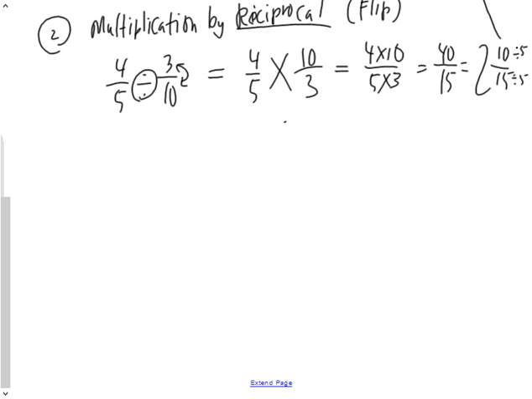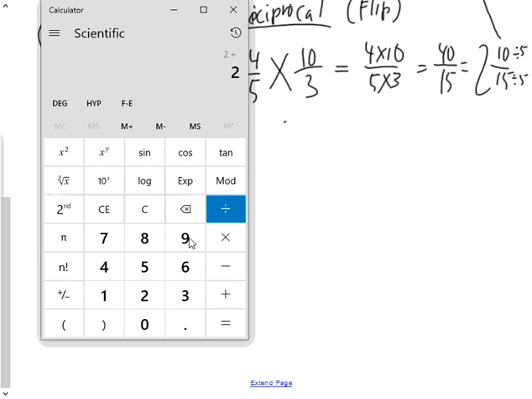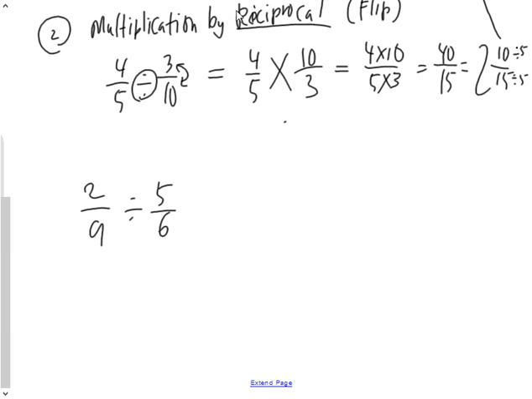So the second question on the sheet was 2/9 divided by 5/6. So the first thing, let's just estimate first. I'm going to say, well, what is 2/9 as a decimal? So I'm going to take my calculator, go, it's 2 divided by 9. It's 0.2 repeating, so it's approximately, I'm just going to make it 20 cents. It's actually 22 cents, but we'll make it 20 cents.